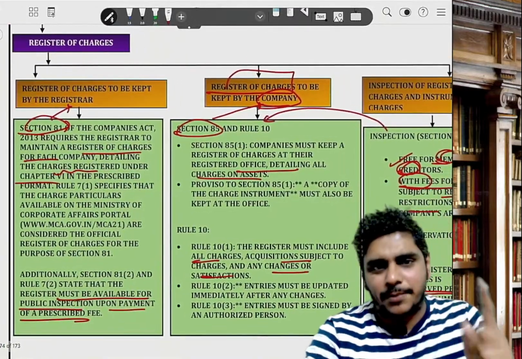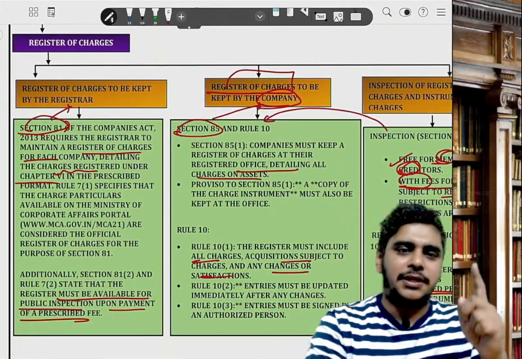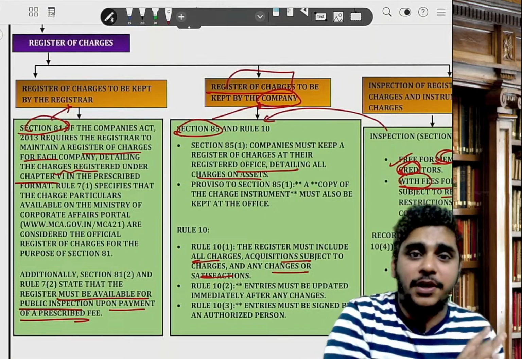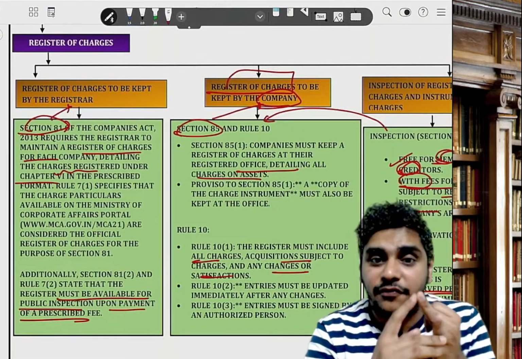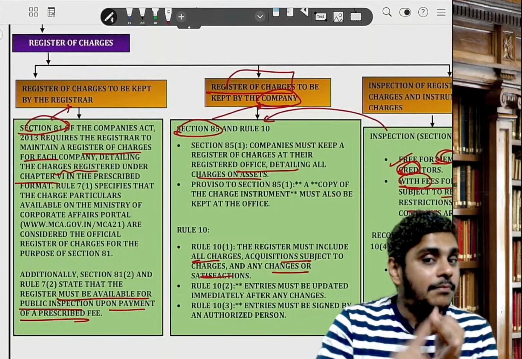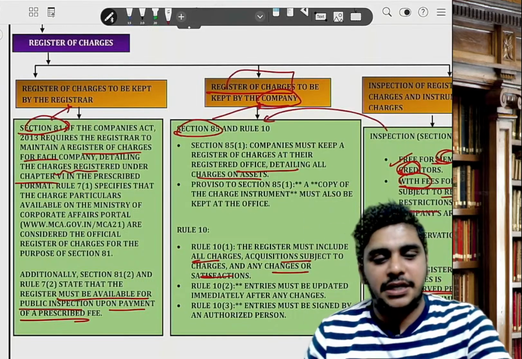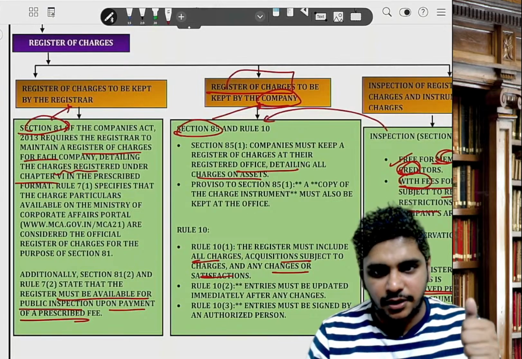Register of charges to be kept by the company is section 85. By the ROC it is 81. For the ROC's register, everybody has to pay fees. For the company's register, members and creditors are free, others pay fees. 81 and 85. Clear?